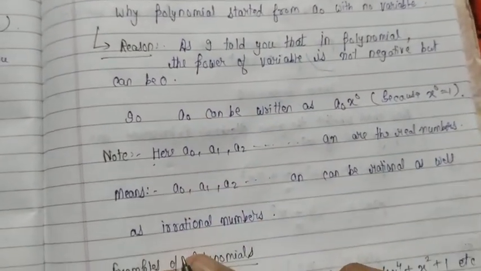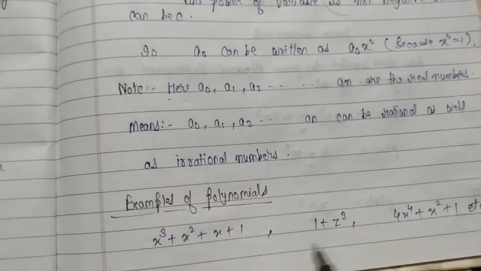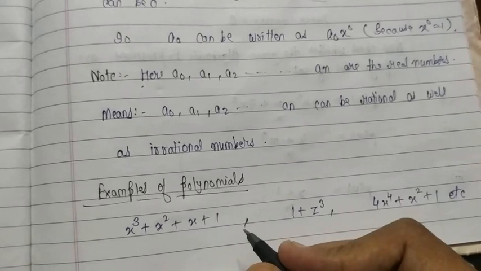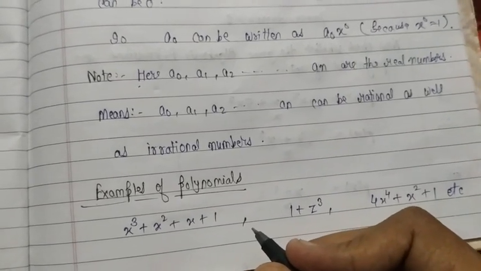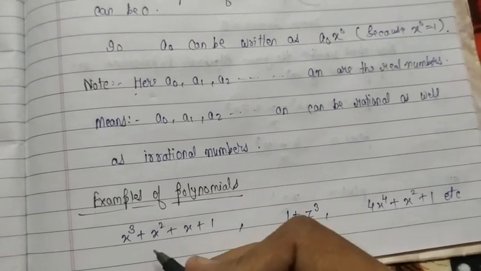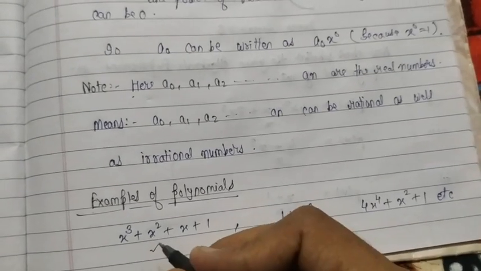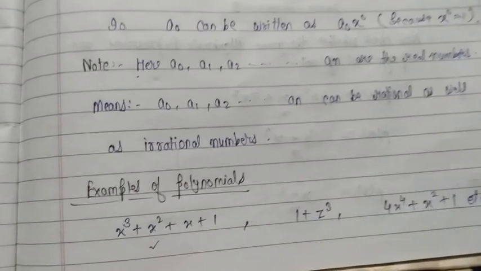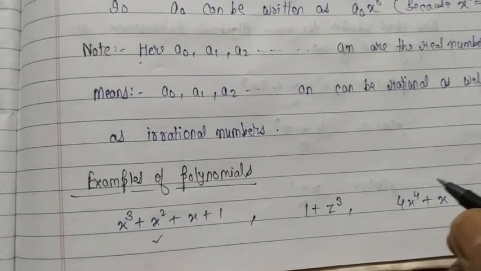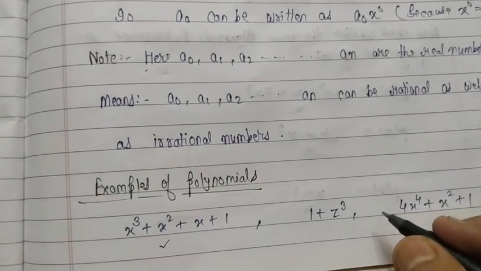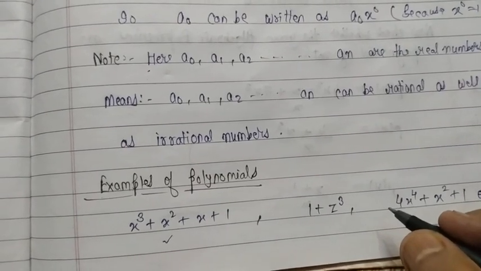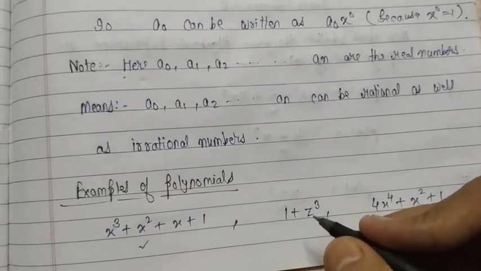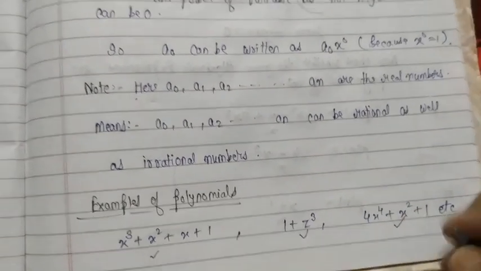Now come to the examples of polynomials. See, the example I have written: x to the power 3 plus x to the power 2 plus x to the power 1 plus 1. Okay, see here, you can see the power of the variable is positive as well as an integer, so it is a polynomial. Similarly, 1 plus z cube, here the variable is z and its power is 3, which is also a non-negative integer, and this is also a polynomial. So these are the polynomials.